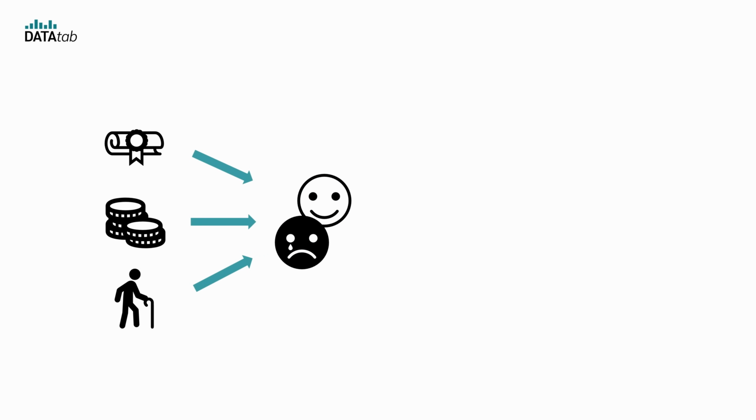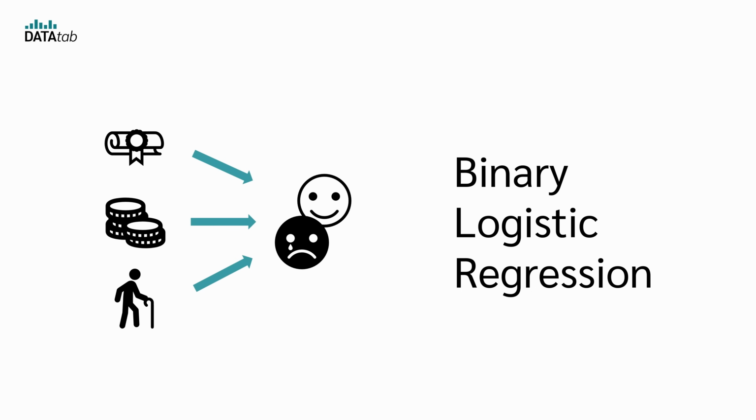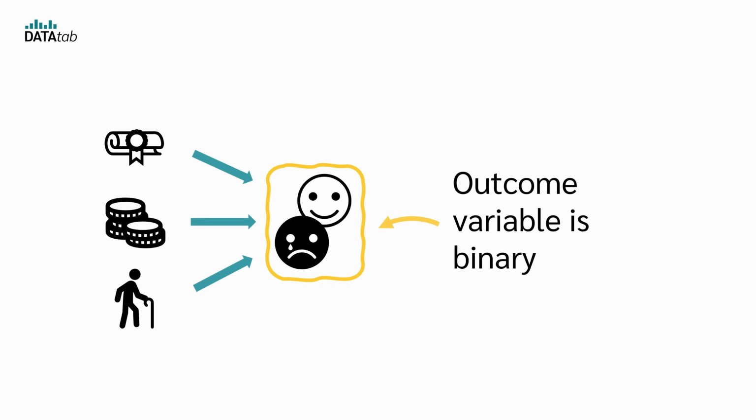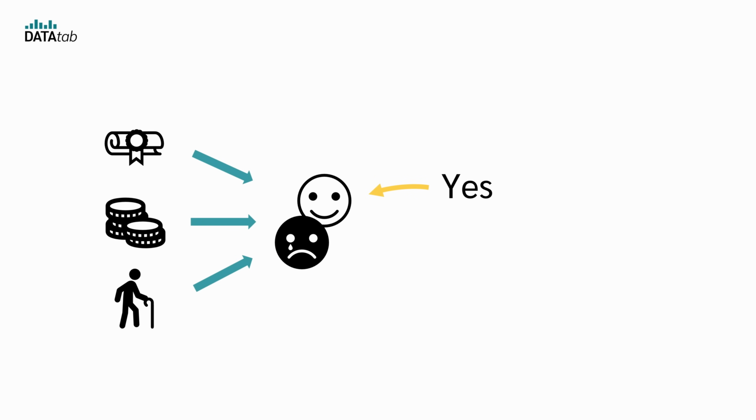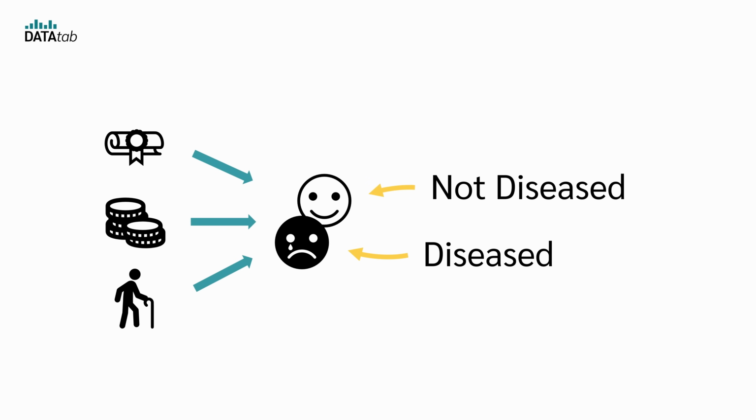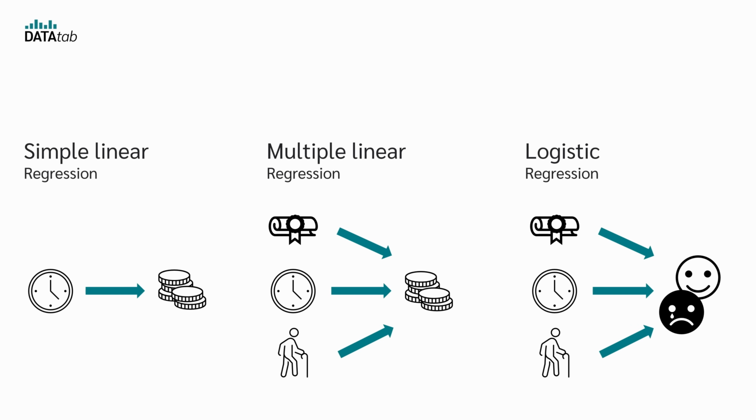However, the most common form of logistic regression is the so-called binary logistic regression. In this case, the outcome variable is binary, meaning it has two possible values like yes or no, success or failure, or diseased and not diseased. Therefore, in linear regression, the dependent variable is a metric variable, while in logistic regression, it is a categorical variable, also known as nominal variable.